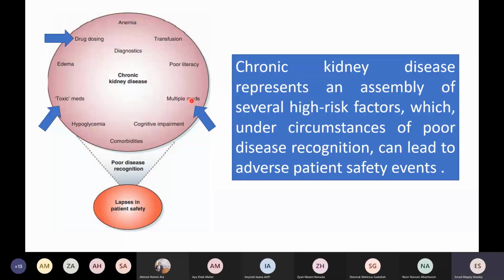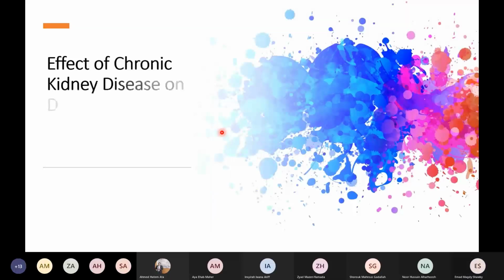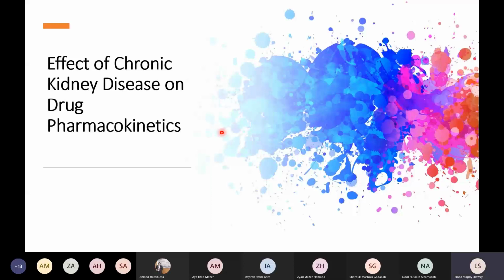The multiple medications, because the patient has multiple problems in chronic kidney disease and usually comes accompanied by diabetes, hypertension, cardiovascular disease. So multiple medications, drug dosing, toxic medications, all this affects the problem. On this insight, we discussed the effect of drugs on chronic kidney disease. Now it is the effect of chronic kidney disease on the drug pharmacokinetics.